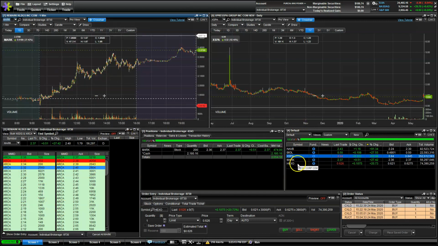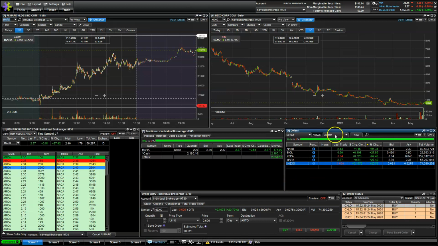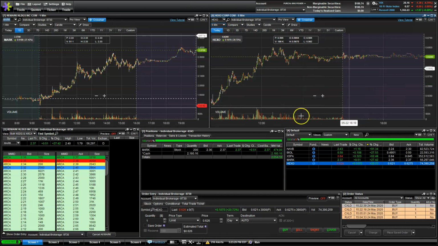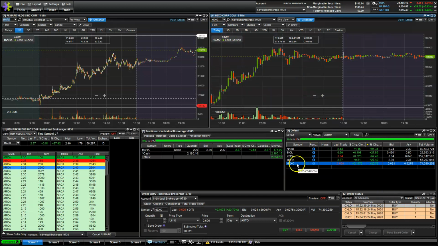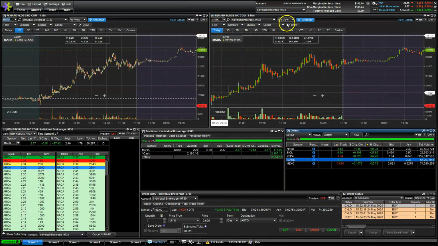But I want to look at something else. Say, like I want to look at HEXO. Now HEXO is populated right here in this chart because these two are linked together. I typically like everything linked at the same time because I'm OCD that way. But yeah, that's essentially how I have my whole thing set up. Click Mark again, and boom, it populates all that.